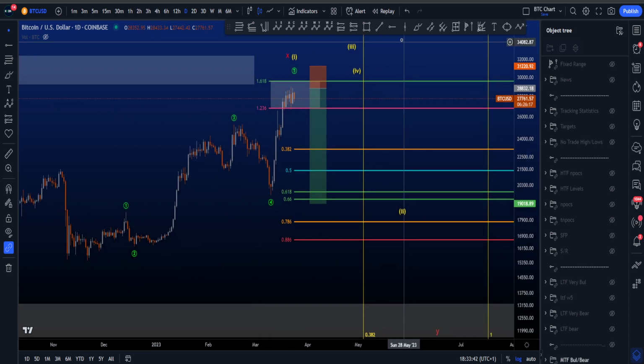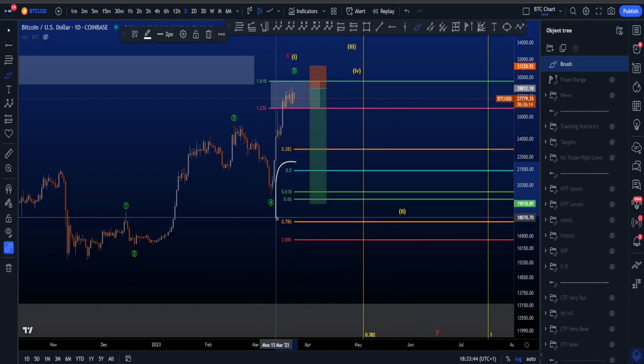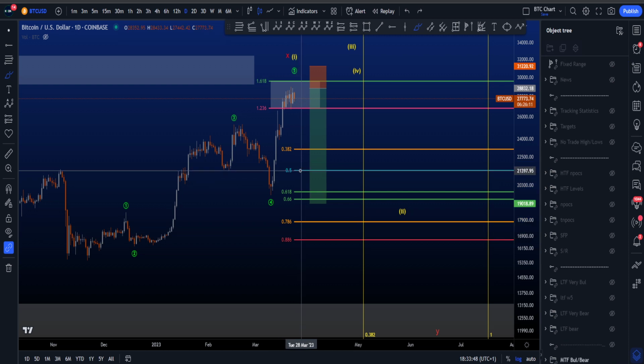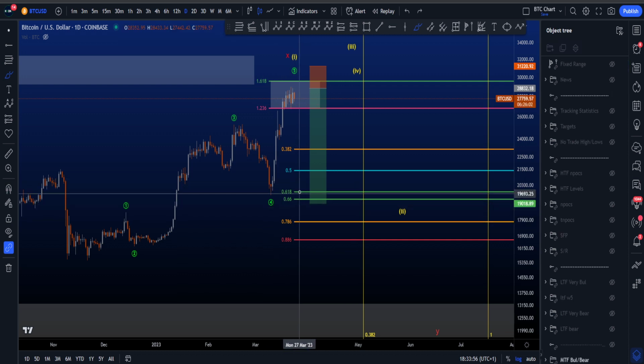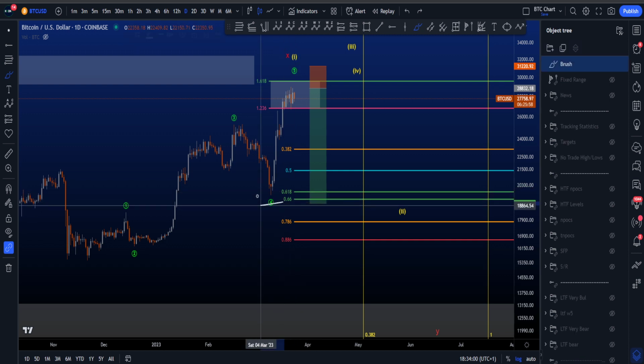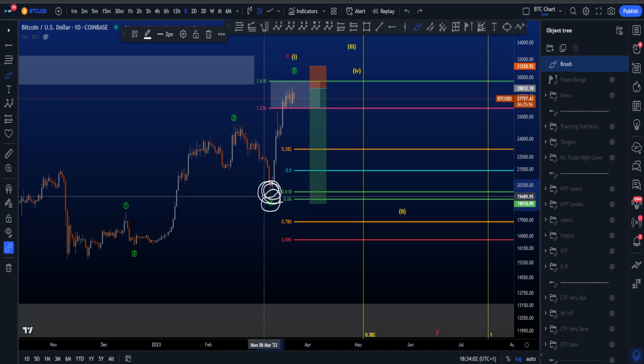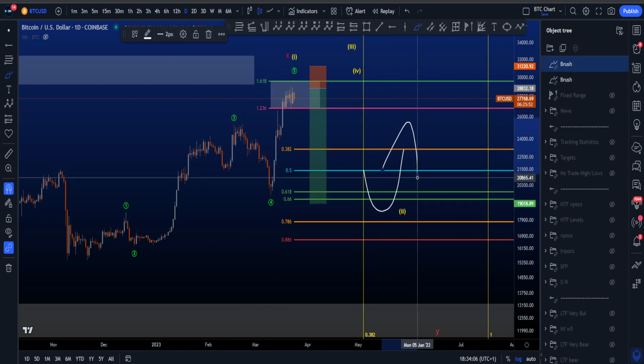Now in this scenario, the most common targets for wave 2 are the 0.5 to the 0.786, which is currently at 21.4k to 17.7k, and the by far most common target for wave 2 is the golden pocket over here, sitting at about 19.8k to 19.3k, also in confluence with the lows over here of a wave 4, maybe for a little bit of a liquidity grab before then moving to the upside.